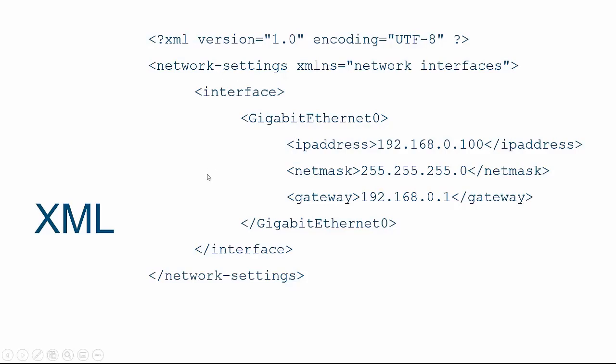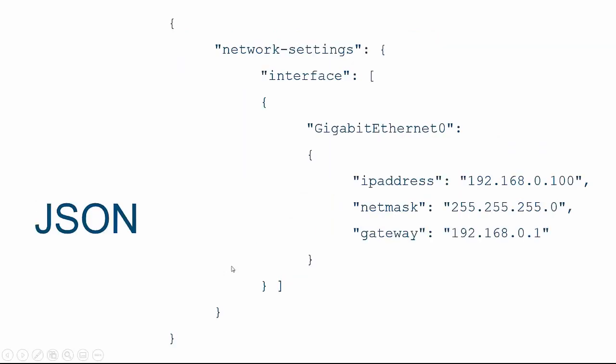A similar structure is seen in JSON, where the IP address, net mask, and gateway data objects are part of the Gigabit Ethernet 0 object, which is part of the interface and the network settings. In this case, the interface also has an array for the listing of additional interfaces. Notice how the structure here is defined by the curly braces and the commas.